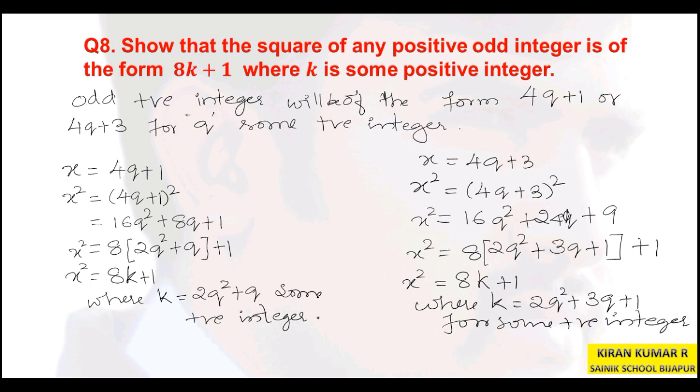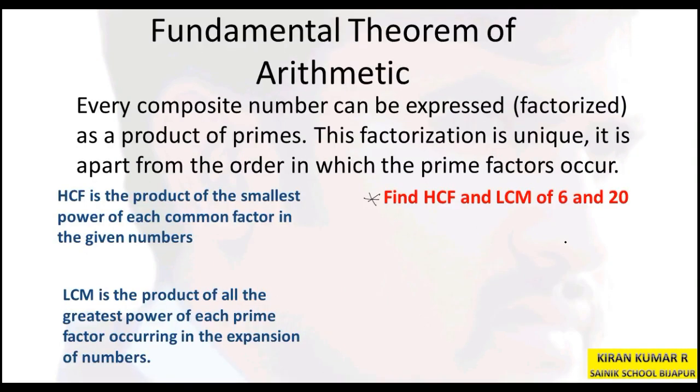Therefore, look at this, 8k plus 1. So any positive odd integer, when it is squared, will be of the form 8k plus 1, where k is some positive integer.